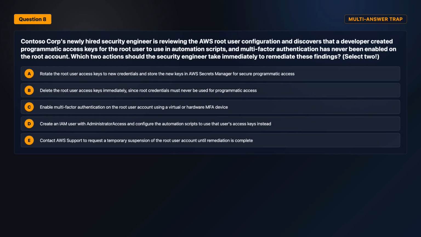Next up, question 8. Do not stop at the first match. Conteso Core's newly hired security engineer is reviewing the AWS root user configuration and discovers that a developer created programmatic access keys for the root user to use in automation scripts, and multi-factor authentication has never been enabled on the root account. Which two actions should the security engineer take immediately to remediate these findings? Select 2. Review the answer choices on screen.